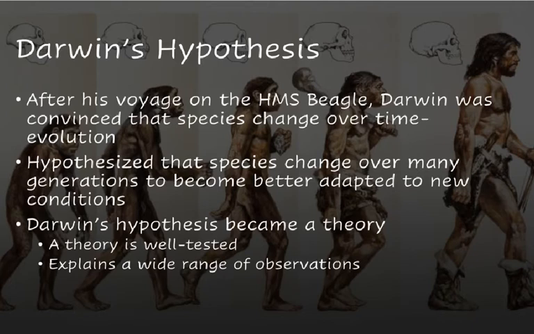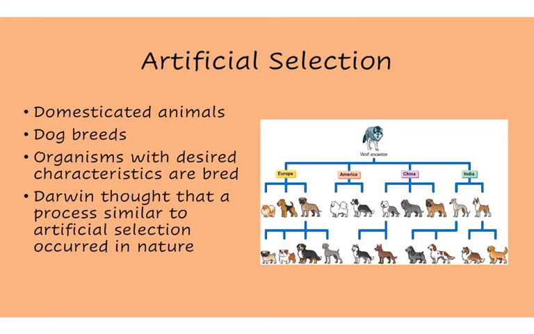And once it has been tested so many times and proven to be true, it becomes a theory, meaning it is a fact. So a hypothesis is just a question, and a theory is a fact that explains a wide range of observations. So we need lots of observations for a hypothesis to become a theory. So Darwin's hypothesis became a theory, and he said that species change over many generations to become better adapted to new conditions. So we need to understand what this means now.